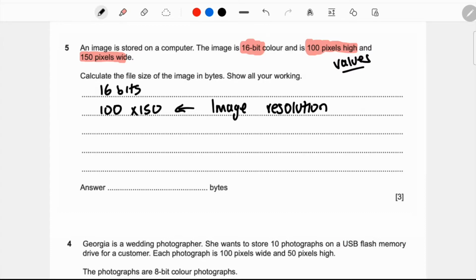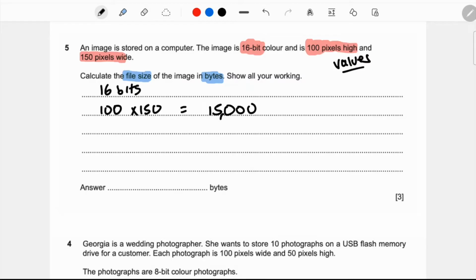Now we are supposed to calculate the file size of the image in bytes. We have to look at the file size in bytes. Now, how do you do this type of question? First of all, let's find the image resolution. To find the image resolution, just do 100 times 150. 100 times 150 is 15 with 3 zeros, so 15,000.